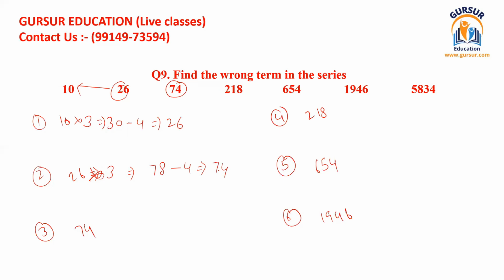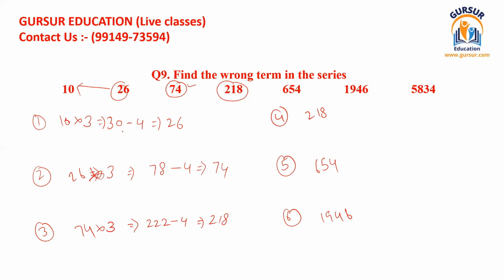Now we have to find what should be multiplied with 74 so that we get closer to 218. Now again, this is 3. When we multiply 74 by 3, we get, let me calculate, 210, and there should be 222. Okay, when we reduce 4 from 222, we get the value of 218. Okay, now that was easy.